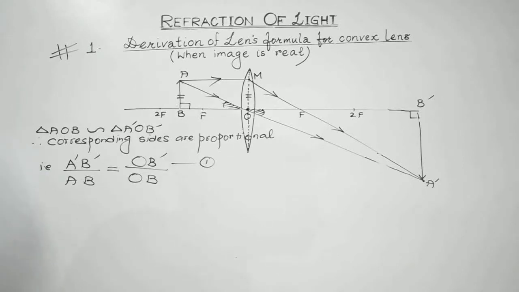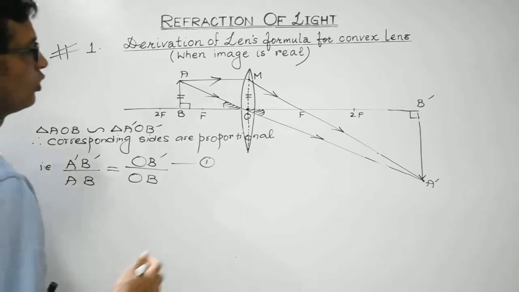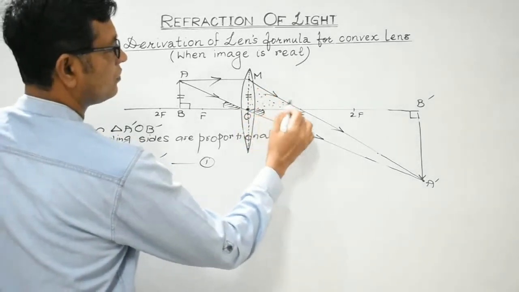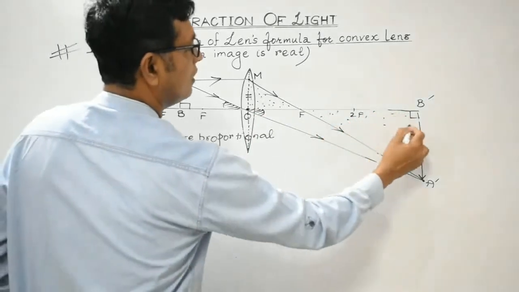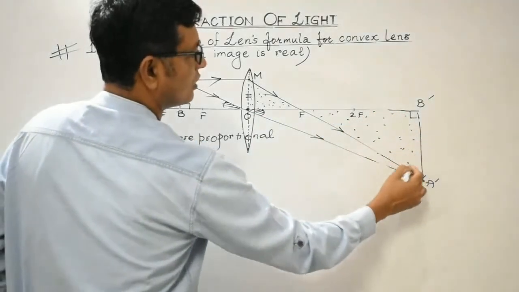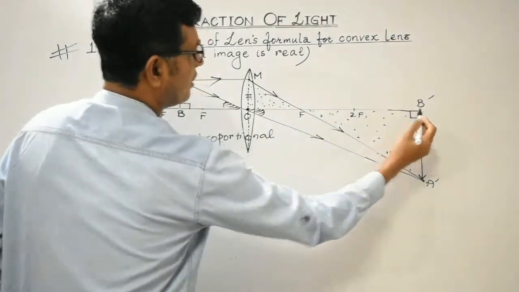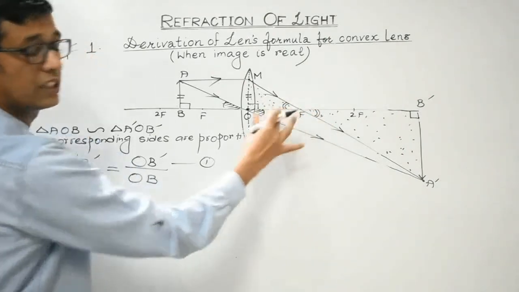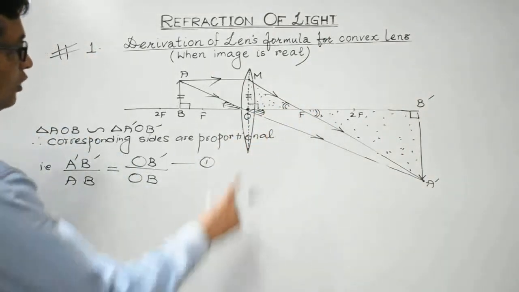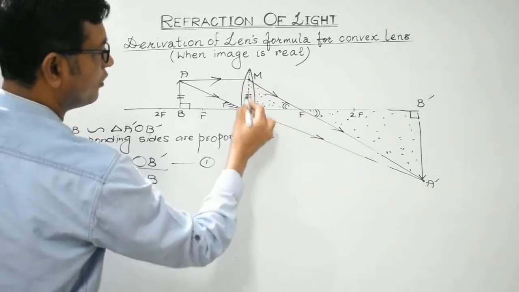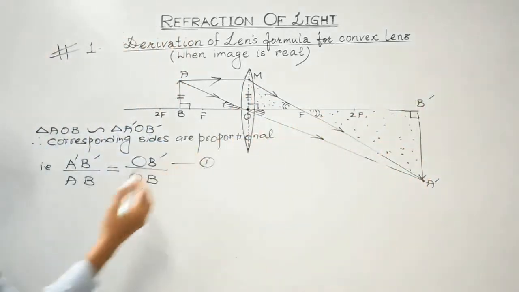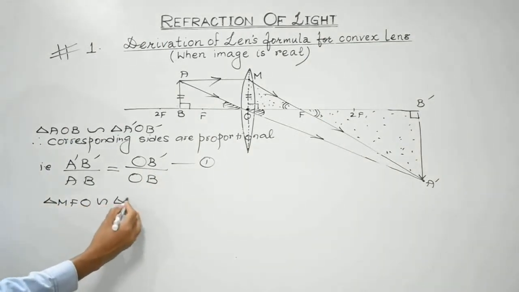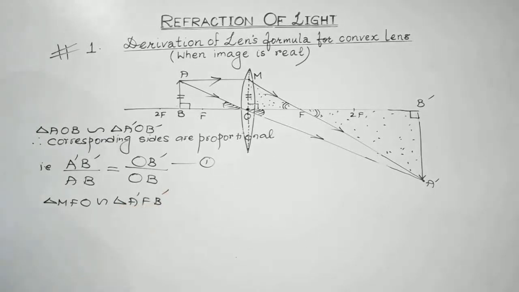We need to choose a second pair of triangles. So what to do is, we consider these two triangles as well. This triangle and this triangle. These two triangles are also similar. Now look, this is 90 degree, this is also 90 degree. And this angle is equal to this angle, being vertically opposite angles, isn't it? So these two triangles, MFO and A dash FB dash, are also similar. That is, triangle MFO is similar to triangle A dash FB dash.